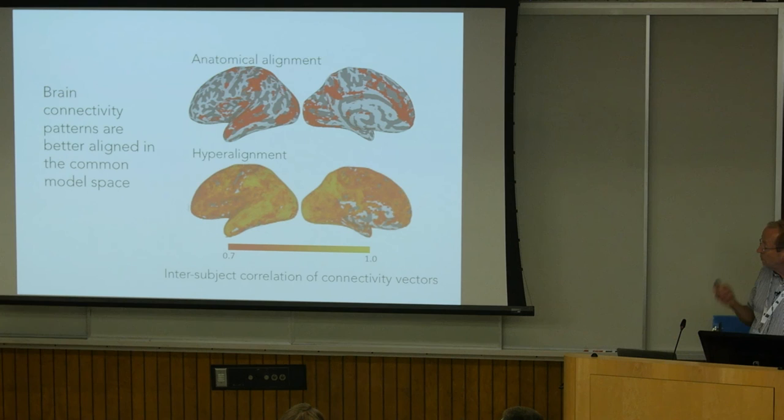Okay. Now I'm going to go quickly through what we're working on right now, and that is based on this. We find that even the brain connectivity patterns are better aligned. So if you look at the correlation between the time series response in one location and then responses from targets all over the brain, that connectivity vector is much more strongly correlated across subjects after hyperalignment than after anatomical alignment. So this does a much better job of aligning functional connectivity across brains, because we're not only aligning the time series in the seed location, but also in all the connectivity target locations.